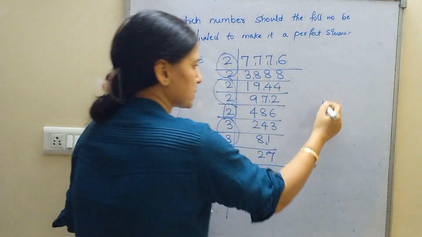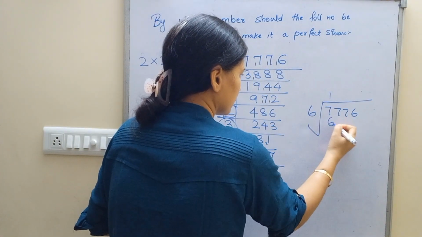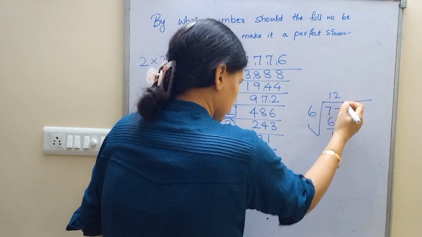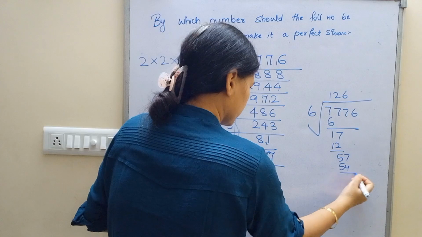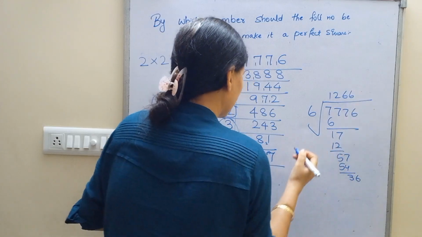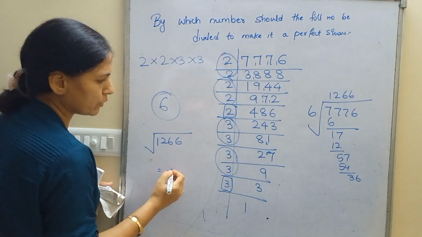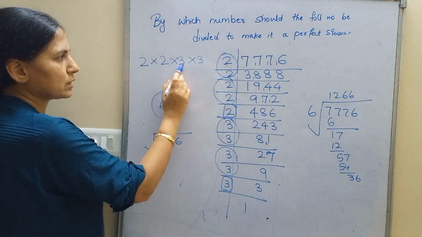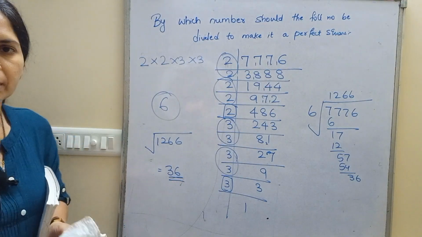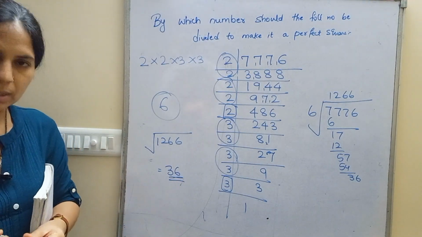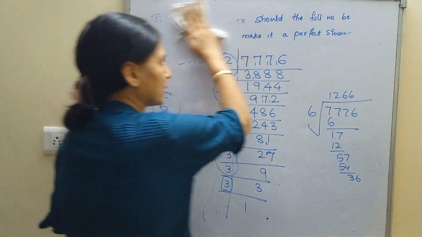Remove 6 from 7 7 7 6, what remains? 1266. Now what is the square root of 1266? 1266 is a perfect square. 2 2s are 4, 3 3s are 9, 4 9s are 36. The answer will come like this. Okay, so this should carry 3 marks, 4 marks at least. This is how you have to do these kinds of sums.